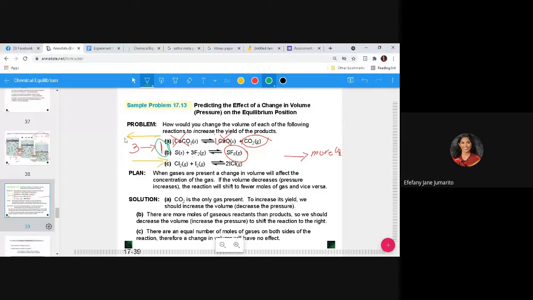Okay, so that's it, class. In order for you to answer this problem, when we ask of pressure and volume, you count the number of gases. Example, okay, letter C. How many moles of gases present in letter C? 1 plus 1. 2 tanan, ma'am. Okay, 2. How many moles of product? 2. Oh, same sila.